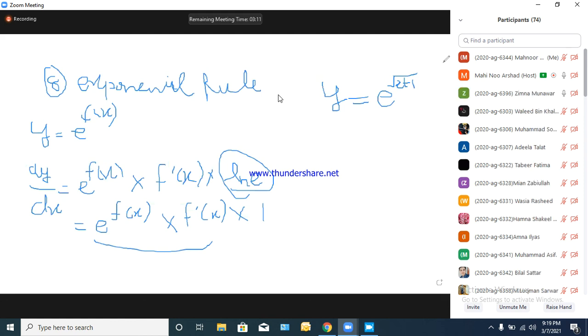Thank you, ma'am. Once I am going to share its complete formula list to your WhatsApp. Here are the complete 35 formulas.